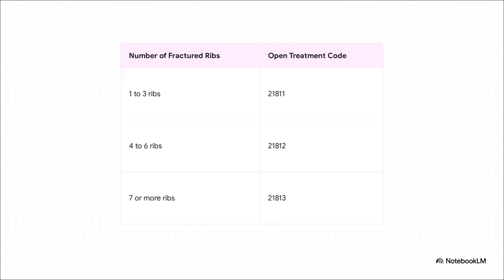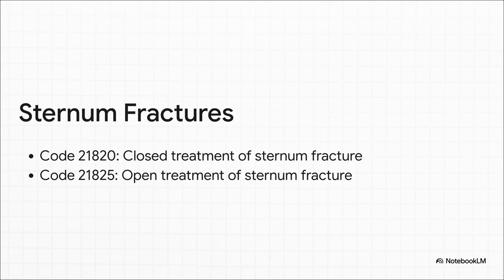It's that simple. And right in the middle of those ribs is the sternum, or the breastbone. It has its very own dedicated fracture codes, but the logic here is exactly the same as before. If it's a closed treatment, meaning no surgical opening, you use code 21820. If the surgeon actually has to open the chest to fix that fractured sternum, you drop down to code 21825.